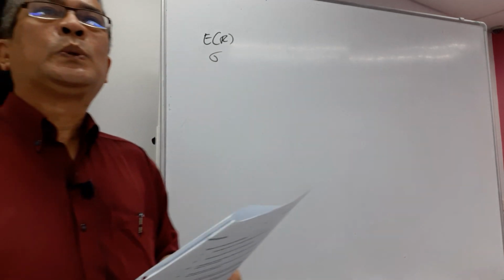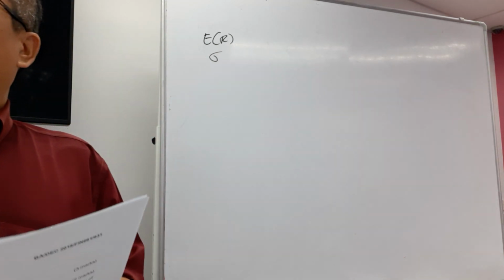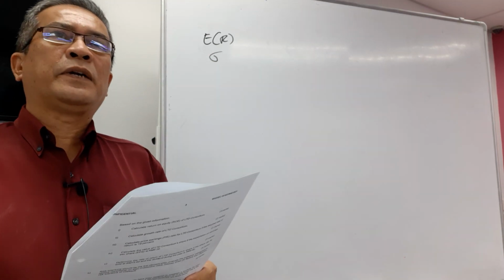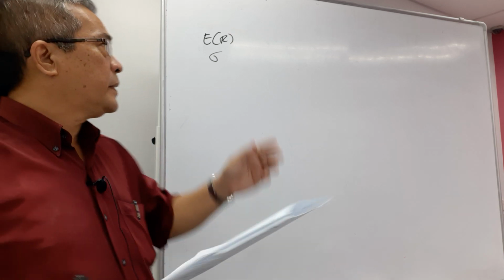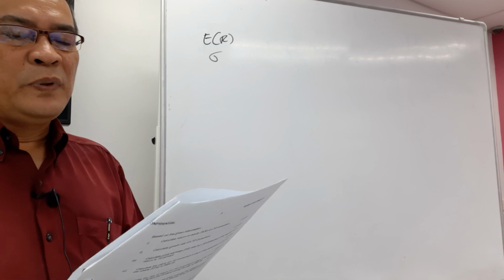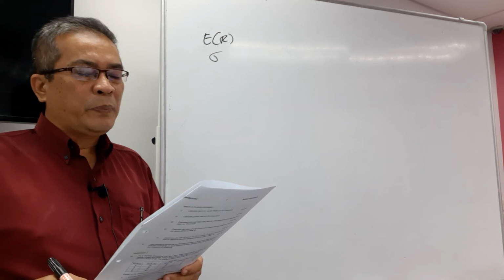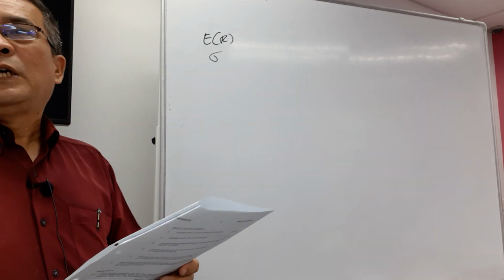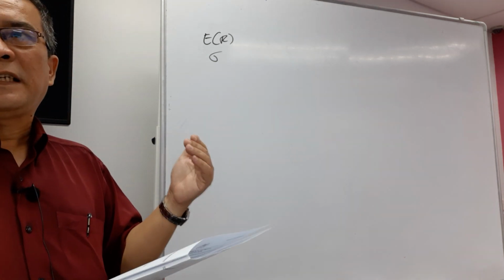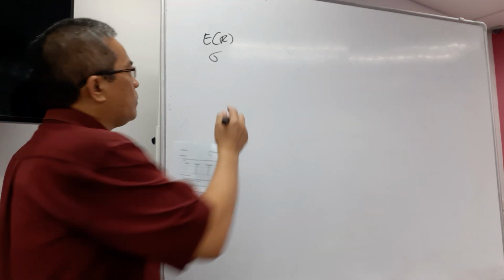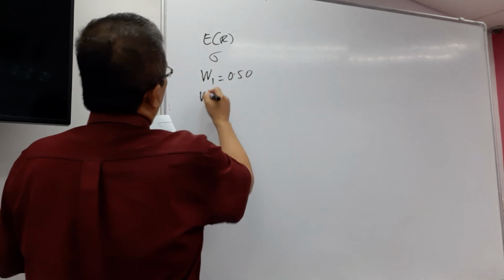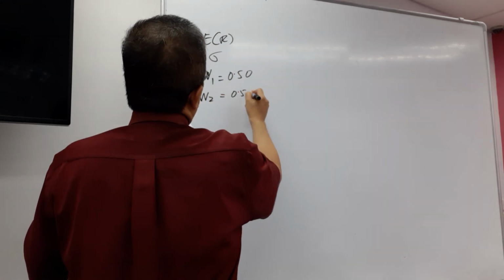When the question asks you to determine the risk, you have to calculate the standard deviation of either a single asset or a portfolio, and the expected return. Determine your portfolio's risk and return if you decide to allocate your initial investment capital equally in both companies. So the weightage for each asset is 50-50. So W1 is 50% or 0.5 and W2 is equal to 0.50.